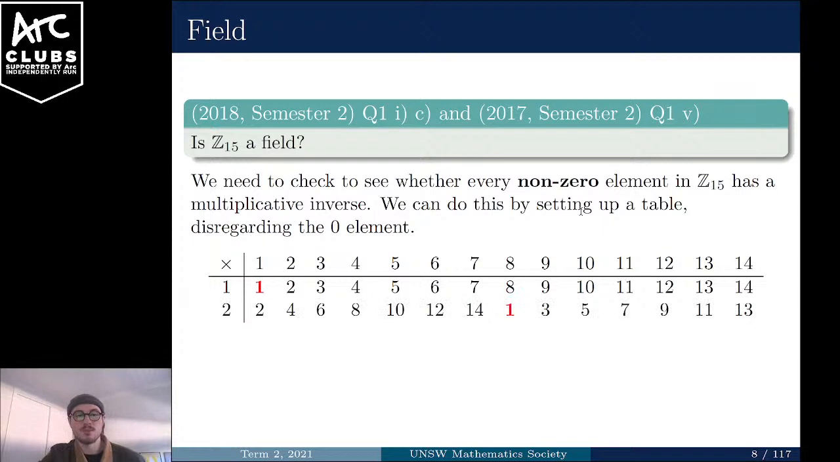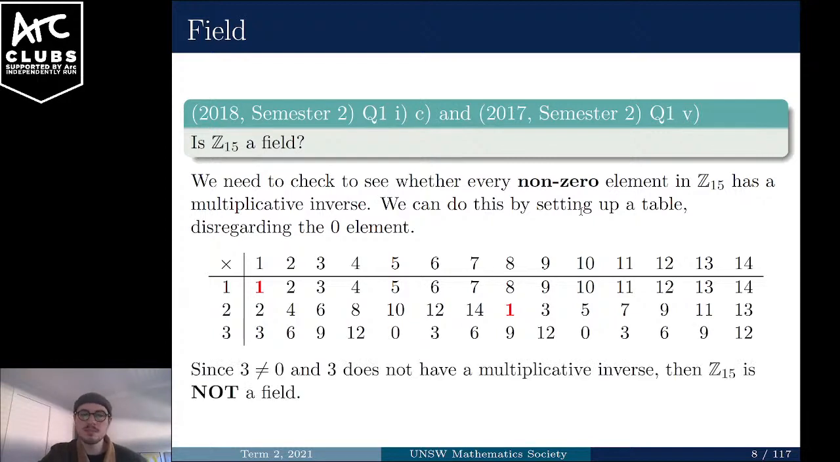We can go to 2. So we can say 2 times what is equivalent to 1 modulo 15. Okay, so 2 times 8 is 16, but then modulo 15, that's 1. So therefore 2 has a multiplicative inverse. Then we get to 3, and we see that, well, 3 doesn't have an inverse.